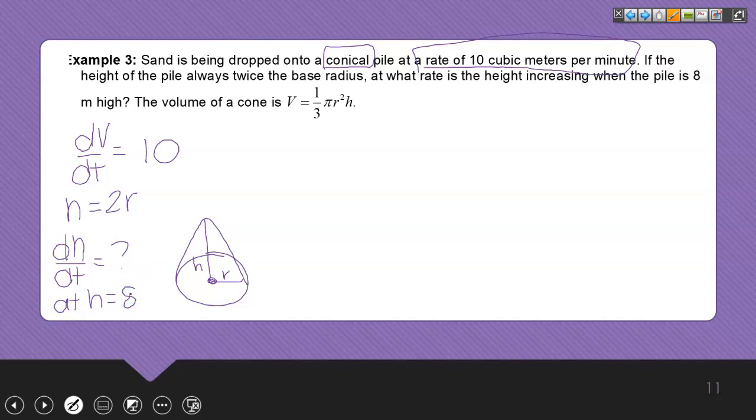So this is a problem where I do not know dr dt. So I gotta get rid of r in my equation. I don't know dr dt, I can't find dr dt, I gotta get rid of dr dt. So we're gonna say, instead of h equals 2r, r equals half of h. And then we're gonna replace r with 1/2 h.